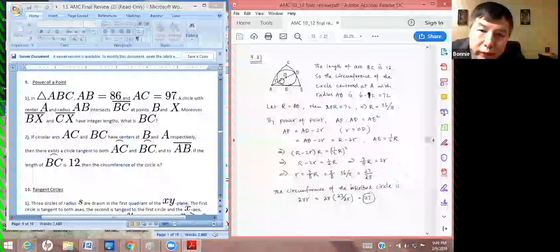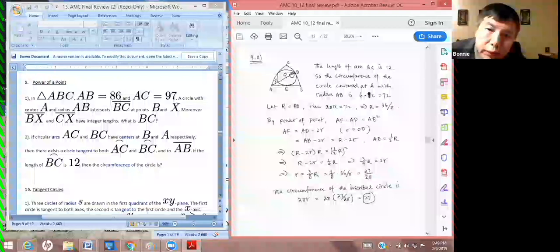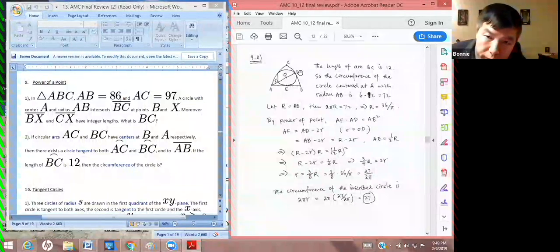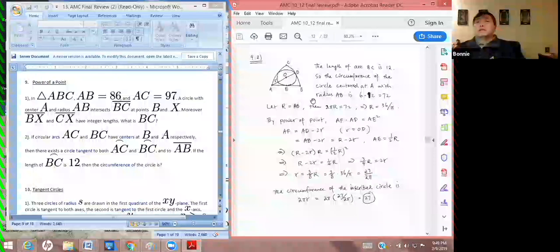So for this problem, first just draw the diagram, and the key point is here: D, O, and A are on the same line, and also we apply the power of a point here. For AE, AF, and AD, we can get the answer.